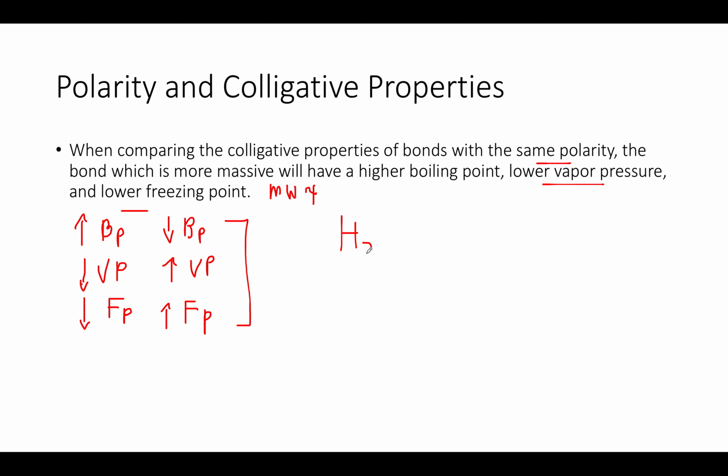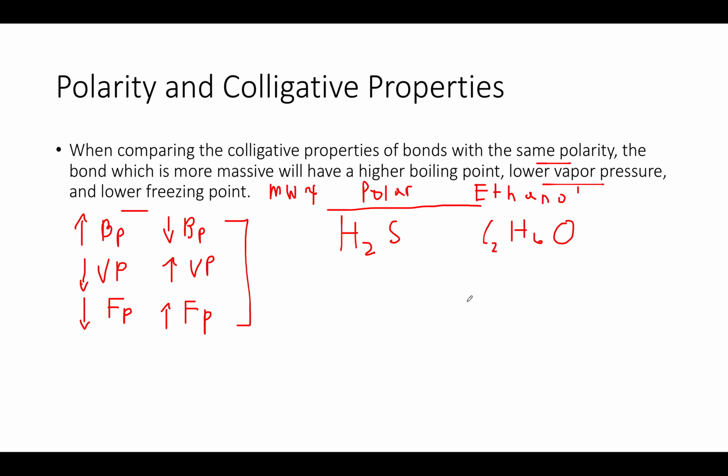So let's say I have hydrogen sulfide. Now this bond is highly polar, just a polar bond because of the Lewis structure. And then let's say I have ethanol I'm comparing it with, and that's also polar. Ethanol is C2H6O. And I want to know which is going to have the higher boiling point, saying that they are both polar.